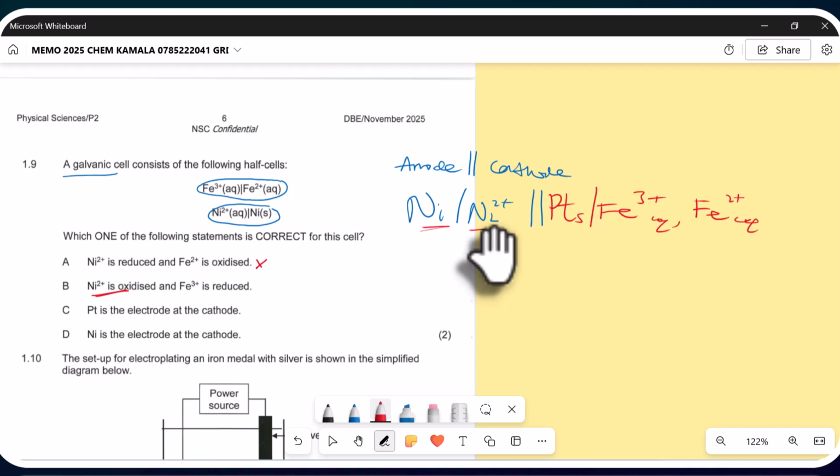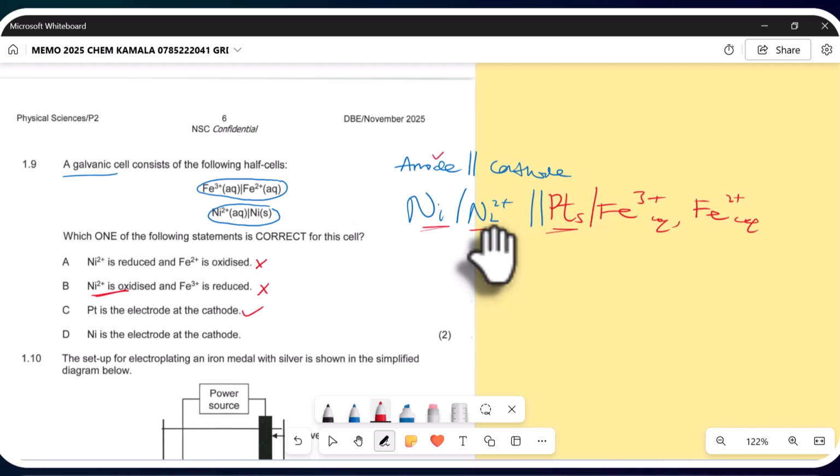And then lastly, question 1.10. They're saying that the setup for the electroplating of an iron metal with silver is shown in the simplified diagram below. So you have the iron metal, this is the silver, this is the power source, this is our electrolyte. They say, which of the following combinations of the anode and the reaction at the cathode is correct?